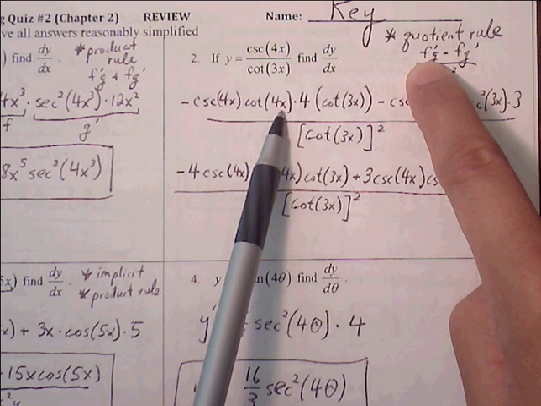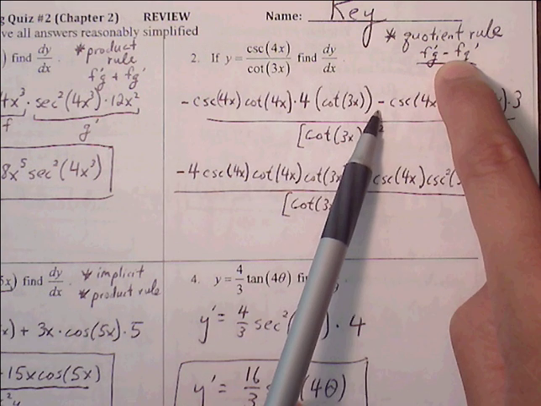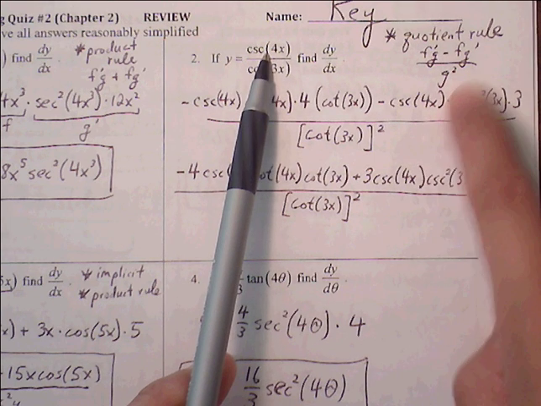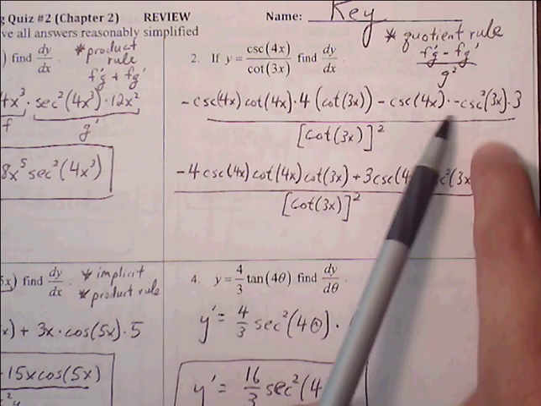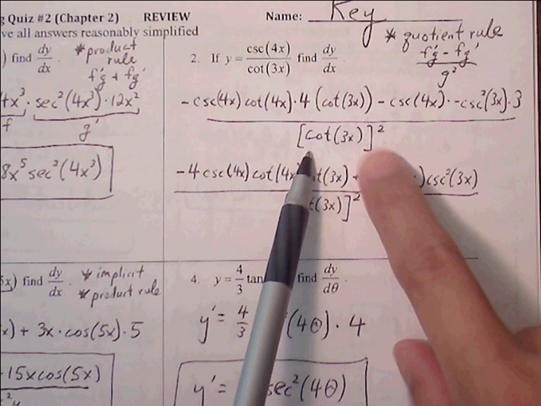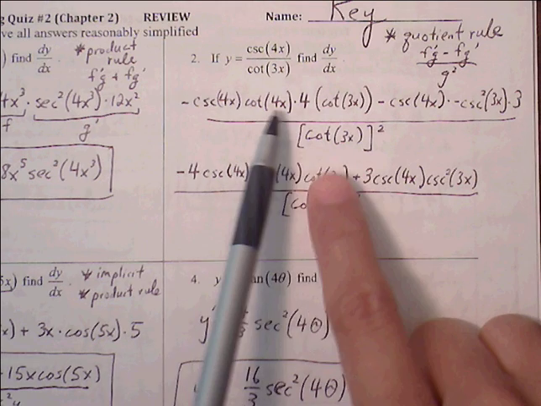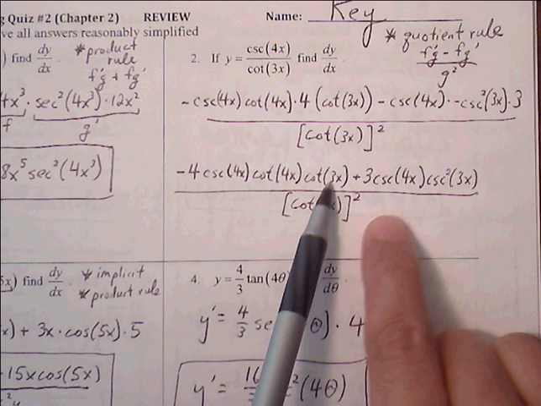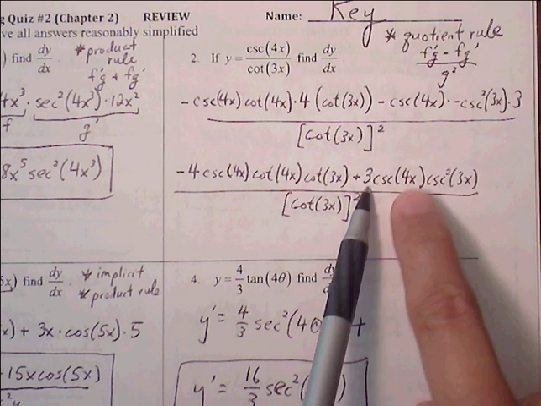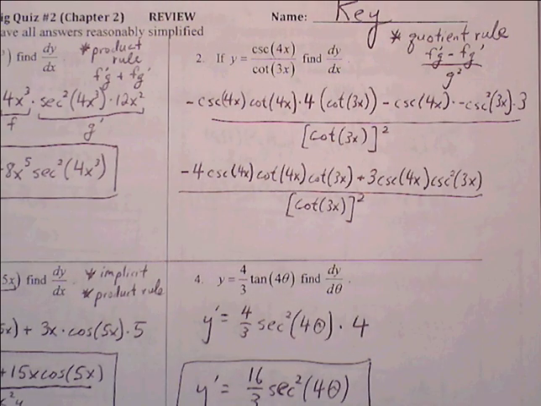u prime is the derivative of 4x, which is 4, times g, so that's cotangent of 3x, minus f, so the original f function is cosecant of 4x. And then g prime, the derivative for cotangent of u, is negative cosecant squared of u times u prime, so the derivative for 3x becomes 3, all over the denominator squared, all over g squared. And we can clean this up a little bit. We can pull the negative 4 out in front, and for the second expression here, we can pull the 3 in front. The two negatives cancel out to be positive, but there's probably not too much more that we can do to simplify the derivative.